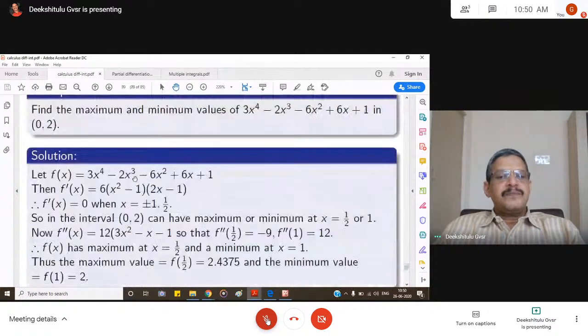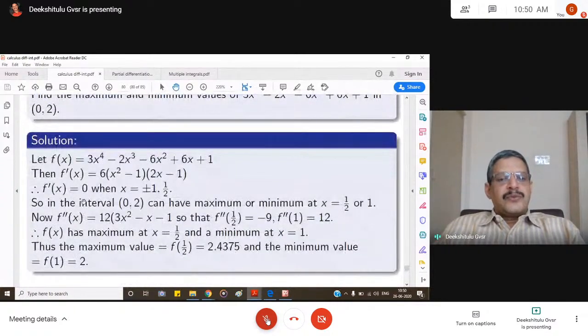So when you equate this to 0, what are the roots here? x is equal to 1/2 is one, and the others are x is equal to plus or minus 1. These are the roots. Now find f''(x). When f'(x) is equal to 0 at these points, the function has either a minimum or a maximum at these points. Then we have to find at which points this function has a minimum and maximum.